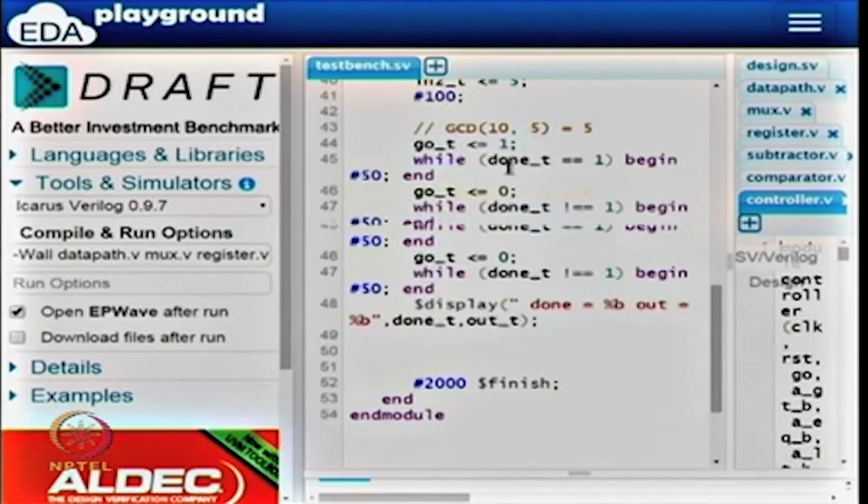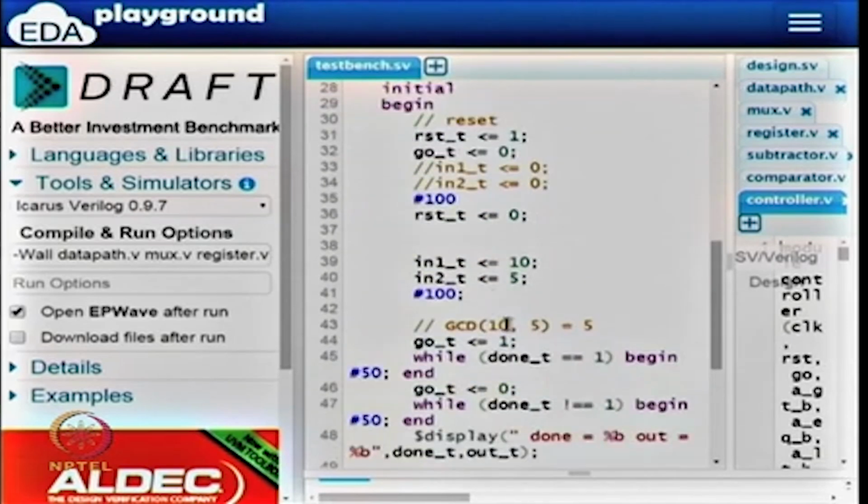Then we remove the go signal. Go was 1, and at this point when go equals 0 the state machine starts working, right. The state machine is supposed to change a lot of things and then finally bring it to the done state. When it goes to the final state, again done becomes 1. So we will have to keep waiting in the test bench till done becomes 1.